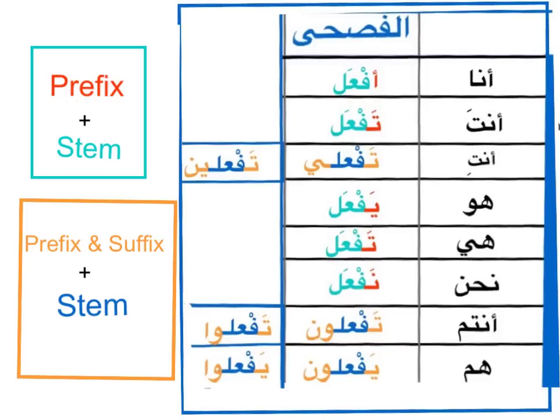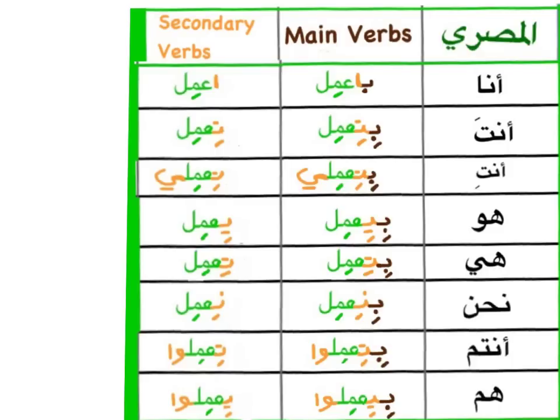So هي تفعل, prefix, stem. نحن نفعل, prefix, stem. The noon is the prefix for نحن. أنتم تفعلون, again we have a combination of suffix and prefix with an intact stem. Another variation of أنتم تفعلون, we have تفعلوا, and these depend on the grammatical form of the verb, the position of the verb in the sentence. هم يفعلون, same thing, we have a combination of prefix and suffix with an intact stem. It's just like a game of Lego once you get the hang of it. Really fun.